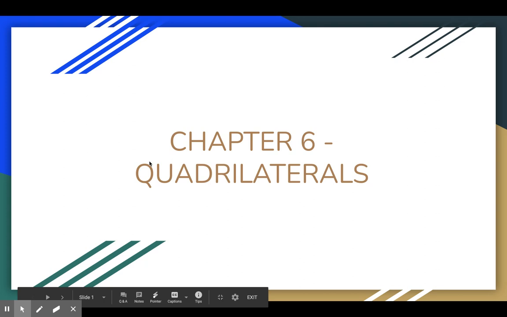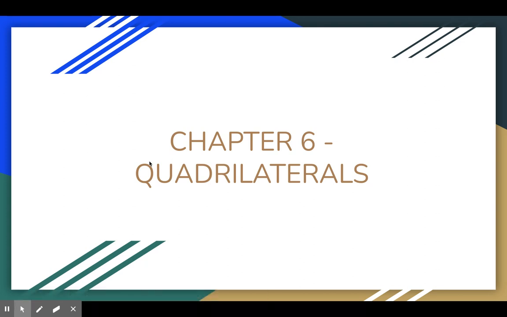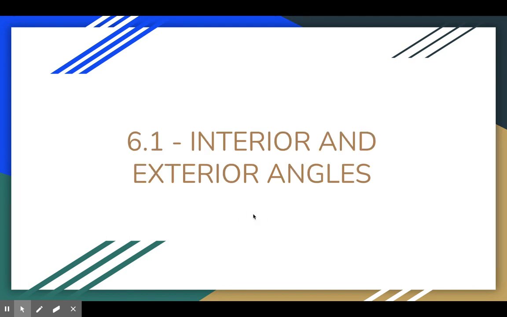We're moving on with chapter 6, brand new chapter. Chapter 5, we just finished up on triangles. So naturally, chapter 6 is going to be on quadrilaterals. Triangles have 3 sides, quadrilaterals have 4 sides. Today, specifically with lesson 6.1, we're going to be talking about interior and exterior angles.